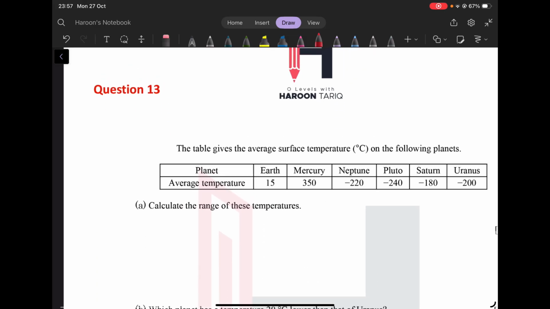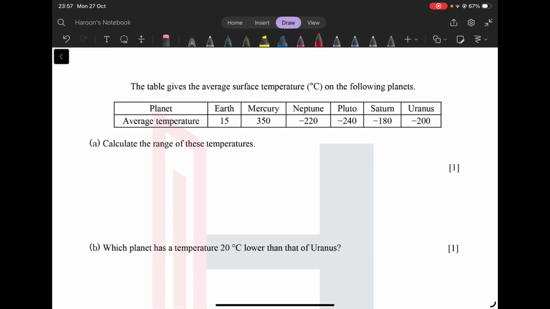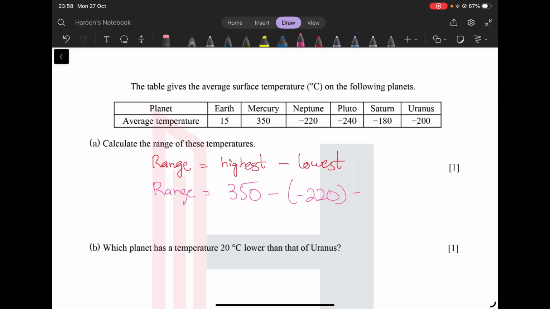Okay, now next, calculate the range. The formula for range, although we will do this in statistics as well, range is basically equal to highest value minus lowest value. So I just need to calculate the range. The highest value, the positive biggest number, which would be 350, minus the lowest number, which would be the negative biggest number, minus 220. So minus times minus becomes plus. 350 plus 220.